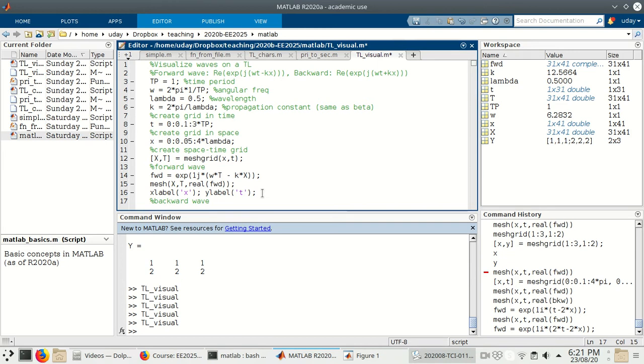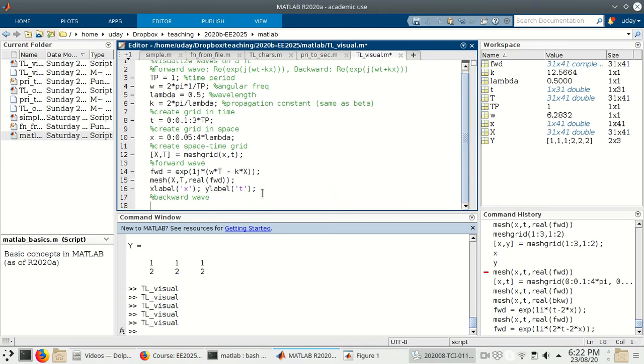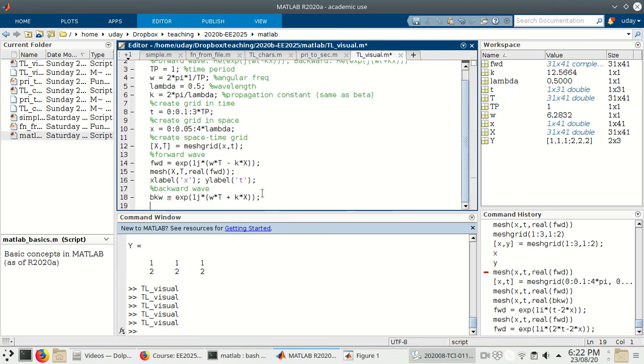Let's see if it is so obvious what a backward wave looks like. So let's give it a name, backward. BKW is for backward wave, and it's going to be very similar to the forward wave, except that the plus is going to get replaced by minus. Now I want to preserve this old graph, so let's not overwrite it.